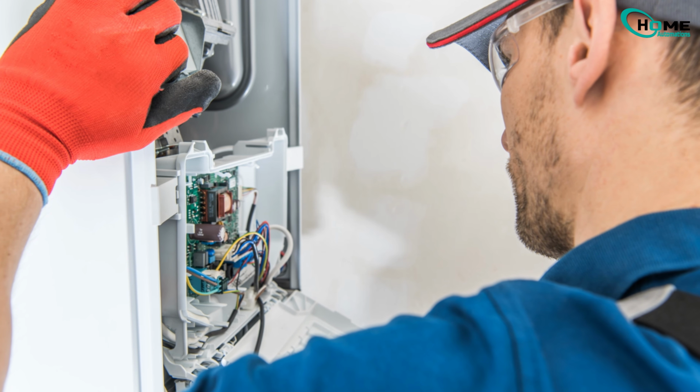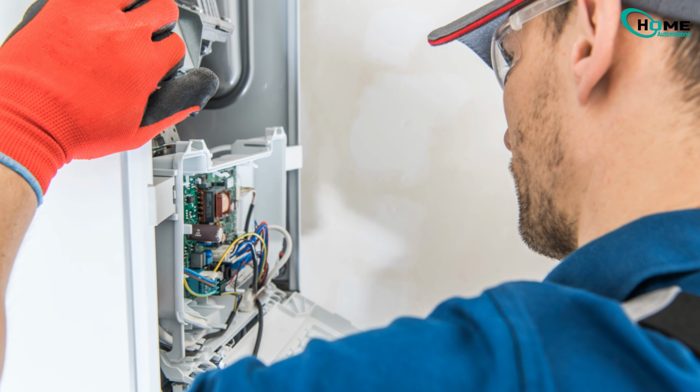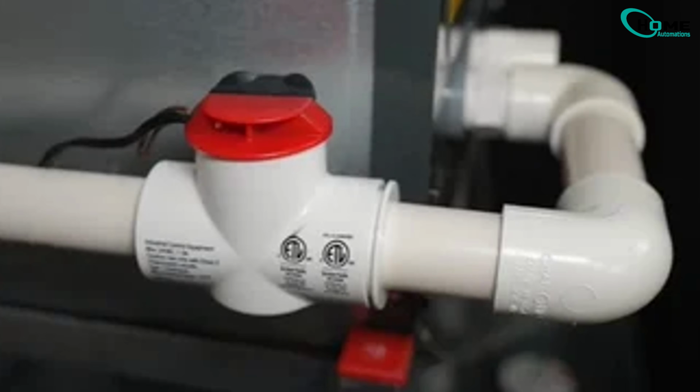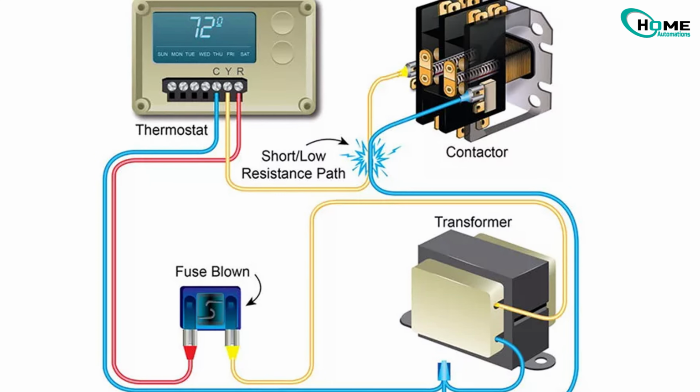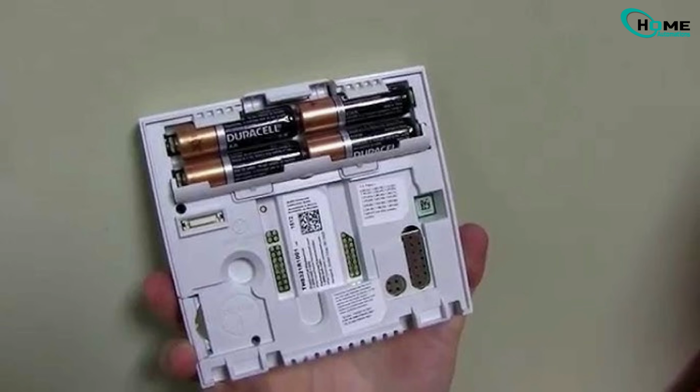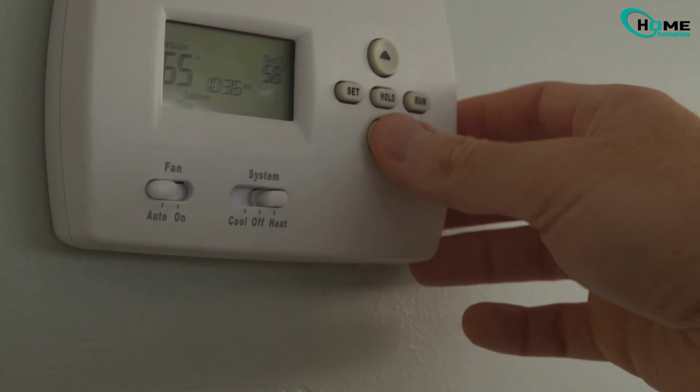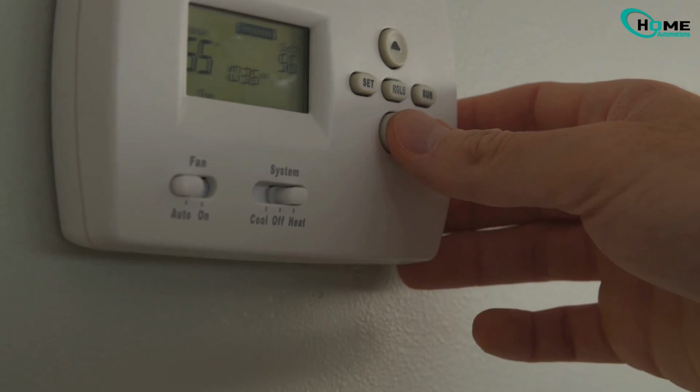So those are the 5 main reasons why a thermostat goes blank: float switch shutoff, high voltage issue, low voltage issue, dead batteries, or a failed thermostat component. If it's something simple like batteries or a tripped breaker, you may be able to fix it yourself. But for anything beyond that, it's best to call in a pro to avoid bigger problems.